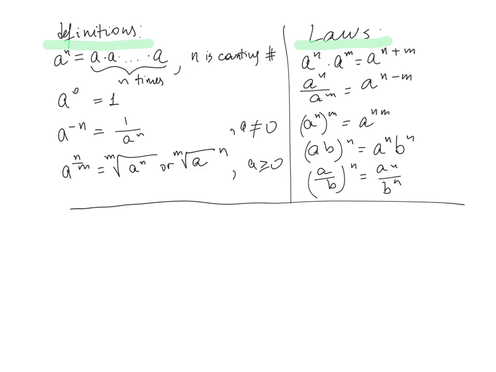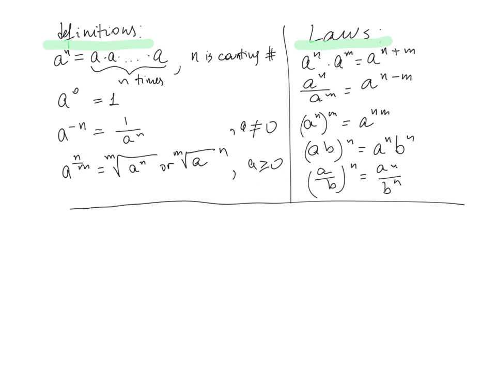So there are definitions. Definition of exponent when n is a counting number, 1, 2, 3, 4, 5, and so on. A to the 0 we know. Negative exponents, the keyword is reciprocal. And fractional exponent, the keyword is the radical. There are two ways to write this definition. Depending on the situation, you may prefer either one. So you really want to remember those.